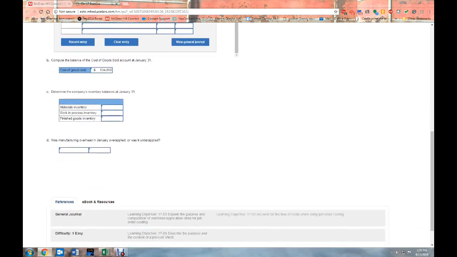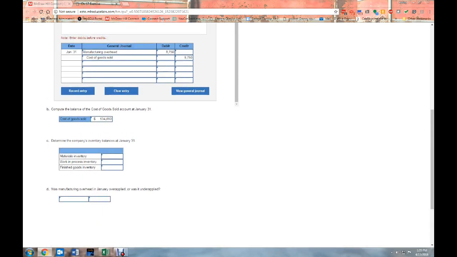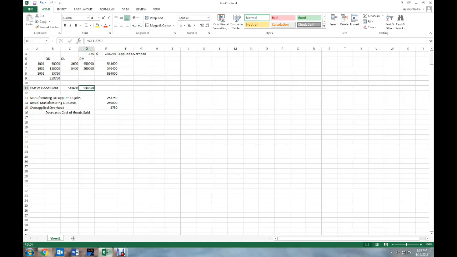All right, so now we need our inventory balances. So first we need materials inventory.